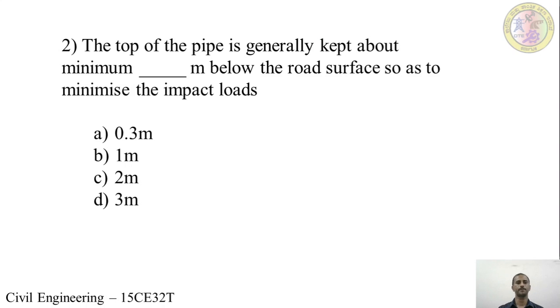Second question. The top of the pipe is generally kept about minimum dash meter below the road surface so as to minimize the impact loads. A 0.3 meter, B 1 meter, C 2 meter, or D 3 meter. And the answer is 1 meter. A minimum depth of 1 meter is maintained so that the pipe materials are protected from the impact loads.